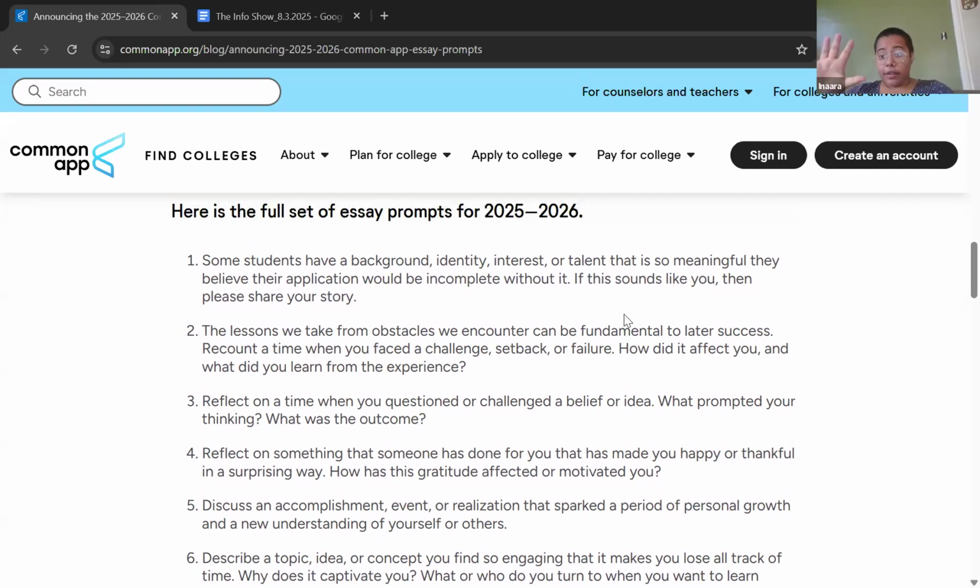First one. So I have pulled this page up before, but I haven't actually read the prompt. So I'm processing it. I'm reading it out loud. I'm going to pick a prompt that I feel moved by, and then we'll go from there. The first one: some students have a background, identity, interest, or talent that is so meaningful, they believe their application would be incomplete without it. If this sounds like you, then please share your story.